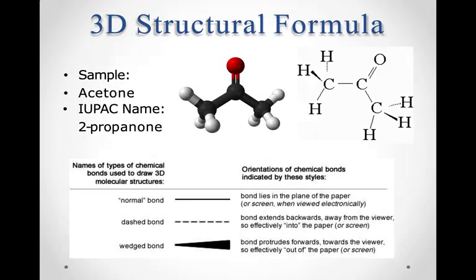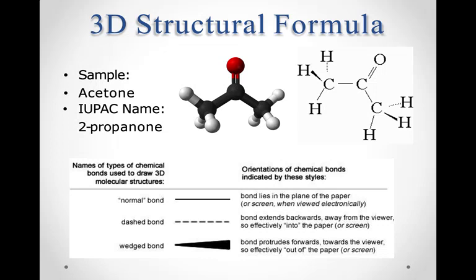Next up, we have the 3D structural formula, which you have seen in your books and all. So here is a sample. It's acetone, and the IUPAC name is 2-propanol. A normal bond is shown by a straight line, and the dashed bond is shown by a dashed line.